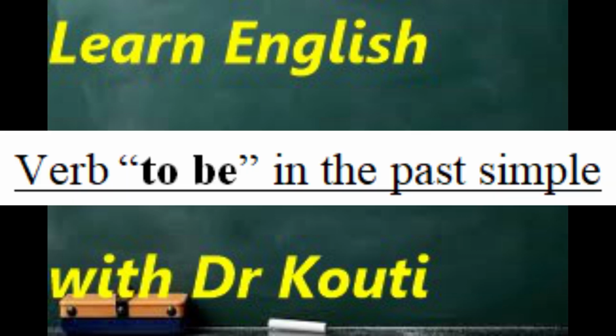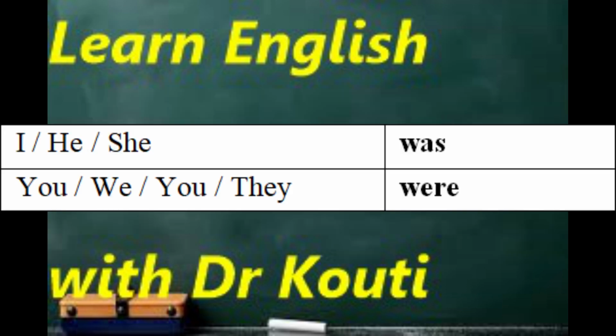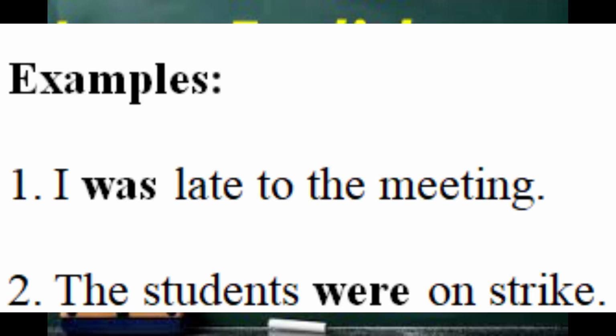Now let's see the verb to be in the past simple. For the past simple, we've got two forms. We have was and we have were. So with I, he, she, we use was. I was, he was, she was. With you, we, you, they, we use were. You were, we were, you were, they were. Examples: I was late to the meeting. The students were on strike.